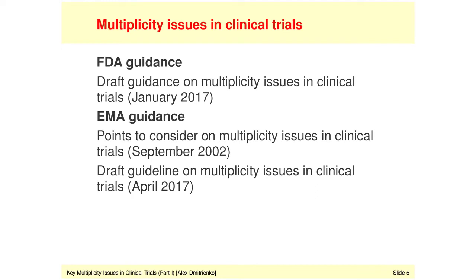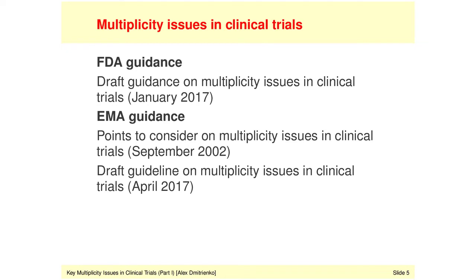The following regulatory guidance documents deal directly with the topic of multiplicity. Beginning with the Food and Drug Administration, the FDA published the draft guidance on multiplicity issues in clinical trials in January of 2017, and the European Medicines Agency released a guideline entitled Points to Consider on Multiplicity Issues in Clinical Trials in 2002, and much more recently there was a revised version of this guideline, and this draft guideline on multiplicity issues in clinical trials was published in April of 2017.